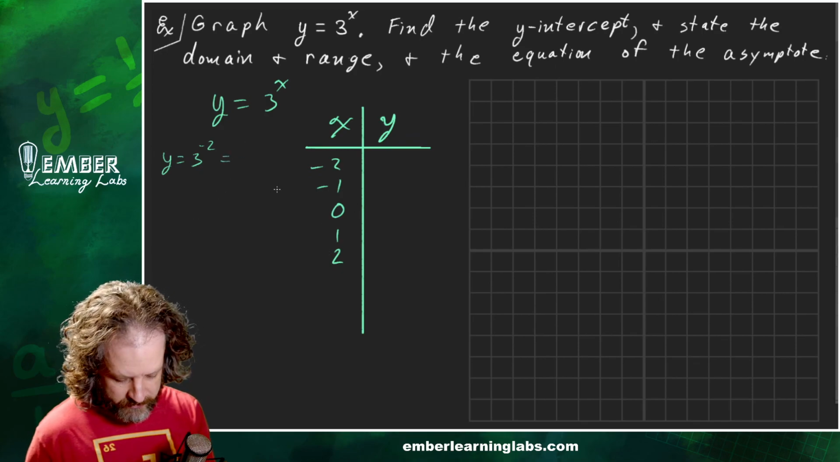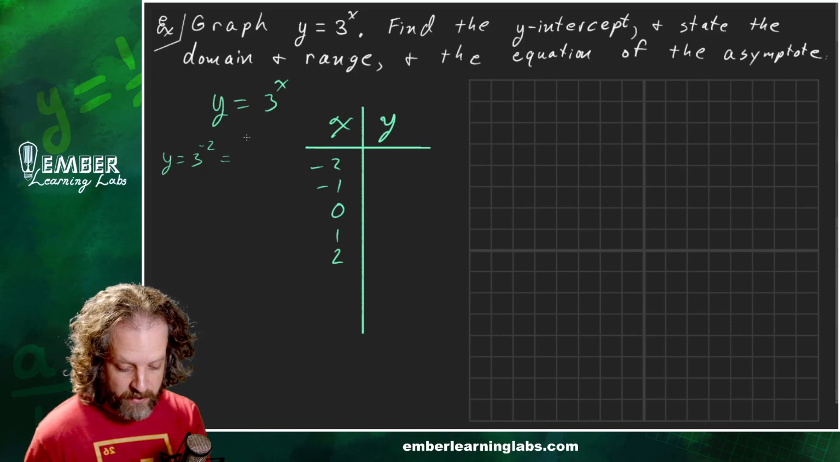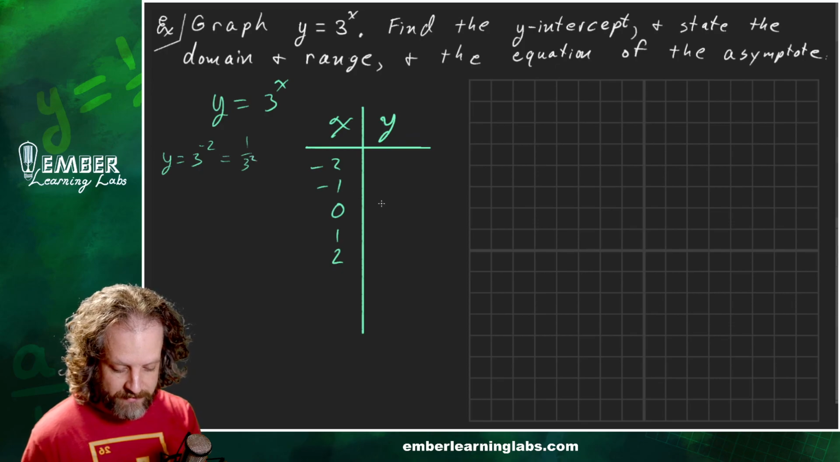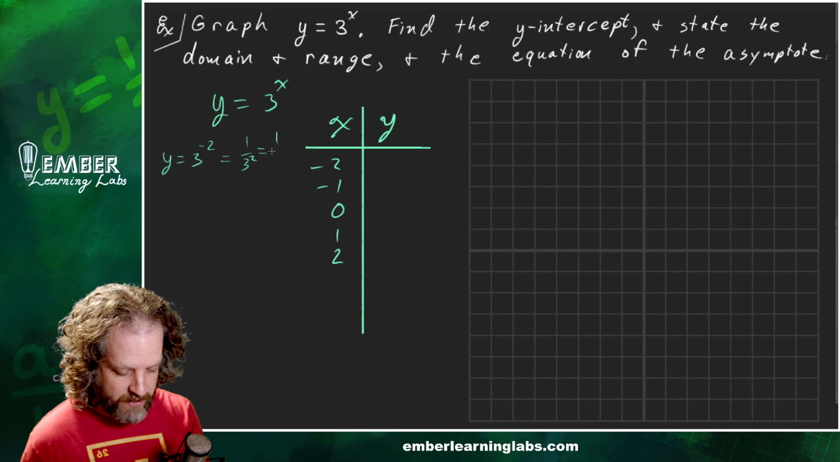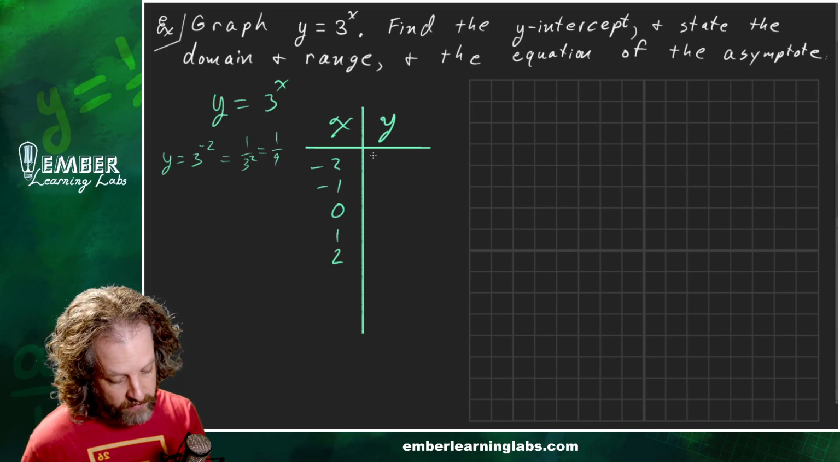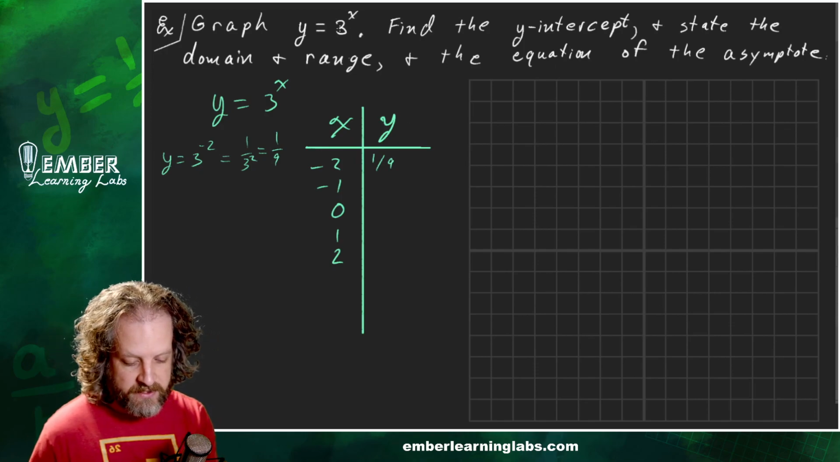This we can actually put in the calculator. Now, you know that what the negative exponent is going to do is flip it over, so it's going to be 1 over 3 squared. You could put this in the calculator, but this is pretty easy to do. 3 squared is 9, so 1/9.